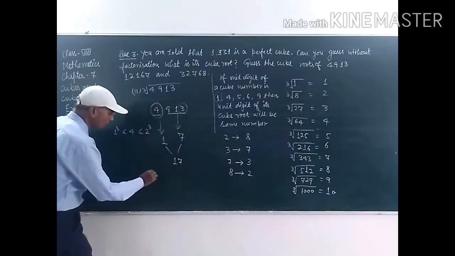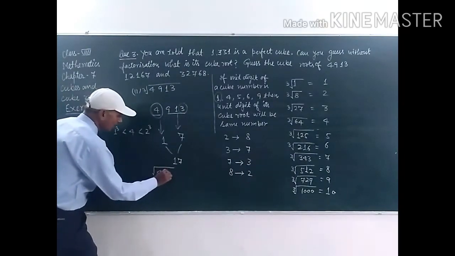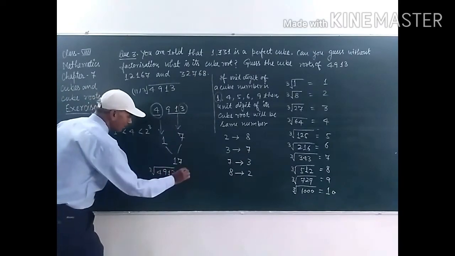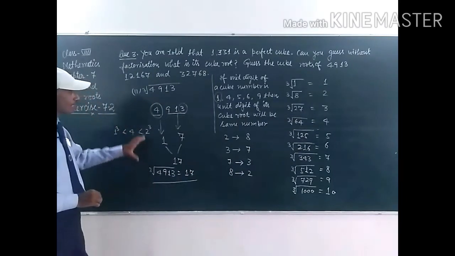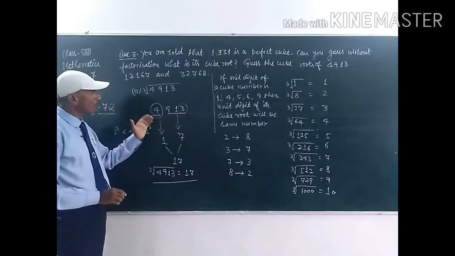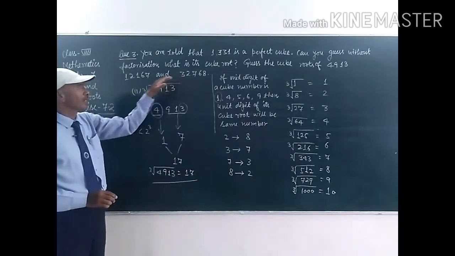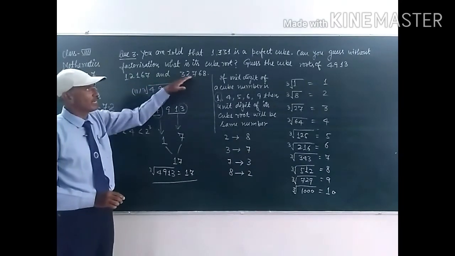Clear, student? So the cube root of 4913 is equal to 17. This is the estimation method, student. Now we have to solve the next part. This one, the last part, student. This part you have to do yourself. We will solve this next part, student.